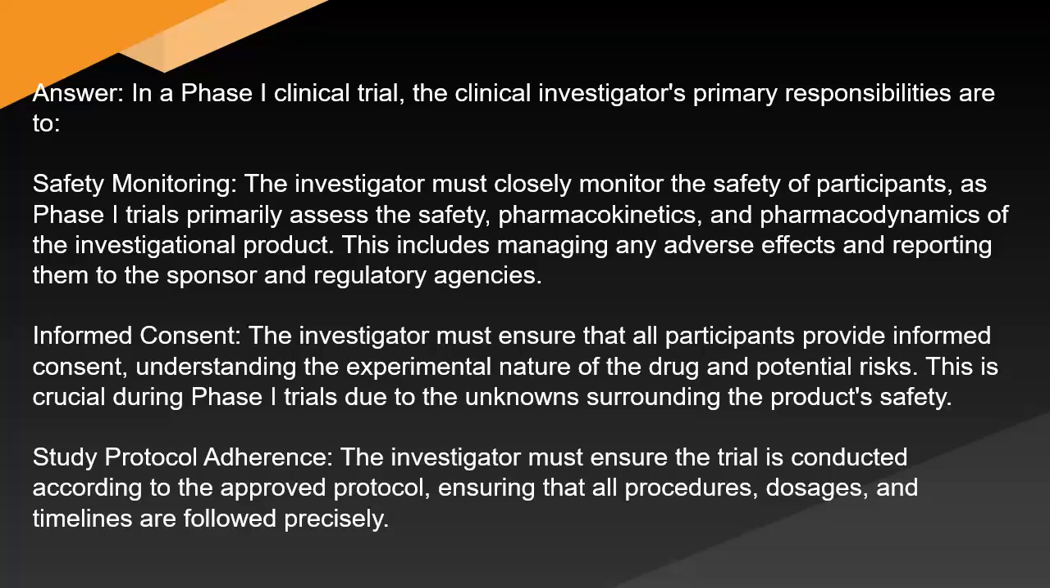Informed consent. The investigator must ensure that all participants provide informed consent, understanding the experimental nature of the drug and potential risks. This is crucial during phase I trials due to the unknowns surrounding the product's safety. Study protocol adherence. The investigator must ensure the trial is conducted according to the approved protocol, ensuring that all procedures, dosages, and timelines are followed precisely.